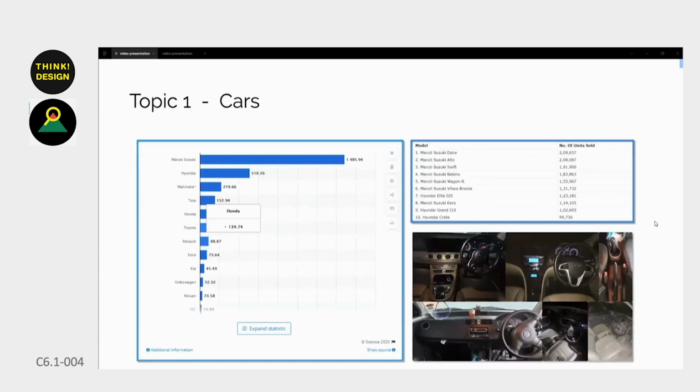So we researched the number of cars sold with respect to the make, model, and what sort of cars were sold. And we realized that most of the cars were sold by Maruti Suzuki, which will help us when we are designing for the interior of the car. And we also obtained pictures of interiors of cars from our users to help us better understand what they look like to help us with our product.